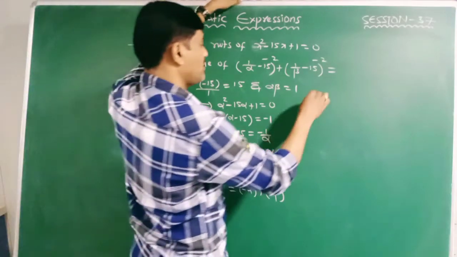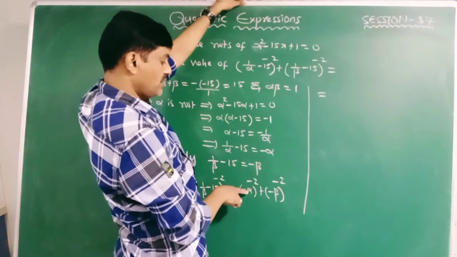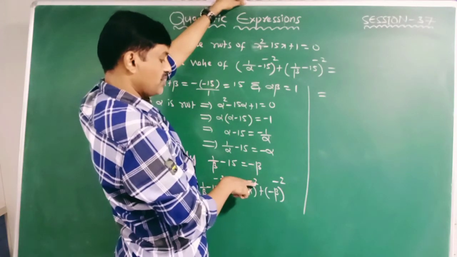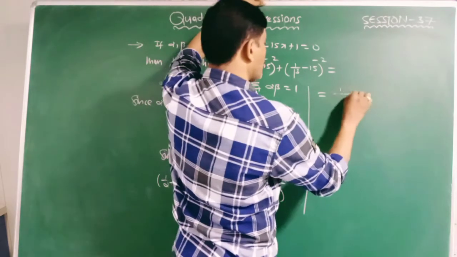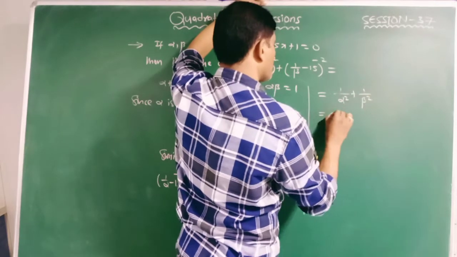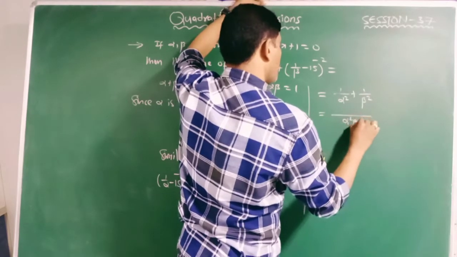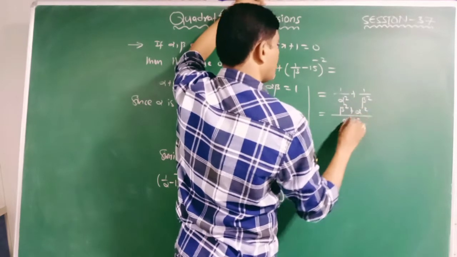Yes, this is nothing but what? This is equal to alpha power... as the power is even, this minus will become positive. Simply this is 1 by alpha square plus 1 by beta square. What is the LCM? Alpha square beta square. Now this is beta square plus alpha square.